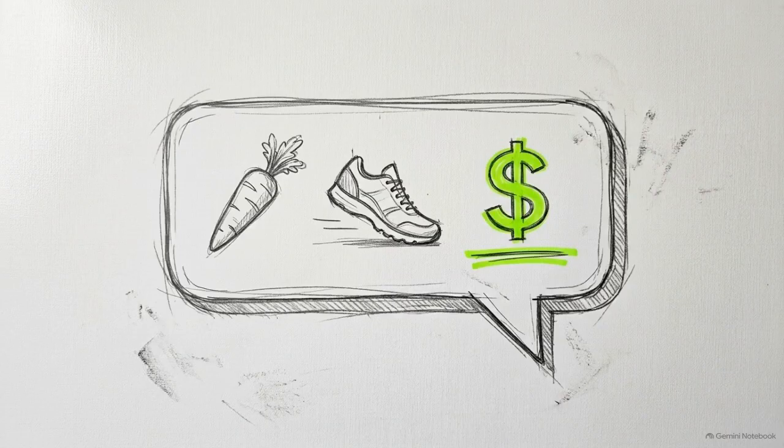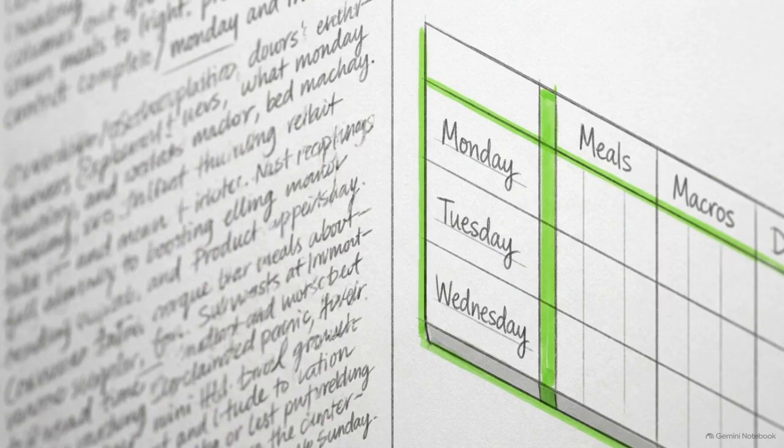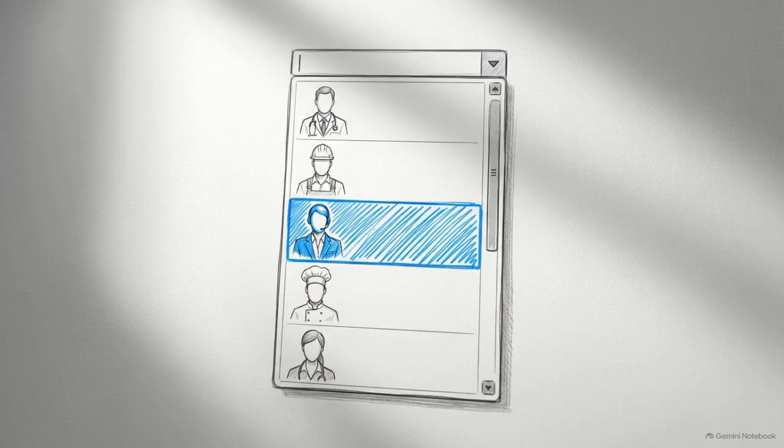Take a look at this generated output. If you ask for a vegetarian athlete's meal plan on a $100 weekly budget and explicitly require it to be formatted as a day-by-day table, the AI organizes the information into a clear grid instead of burying it in a massive block of text. The next step up is advanced prompting.